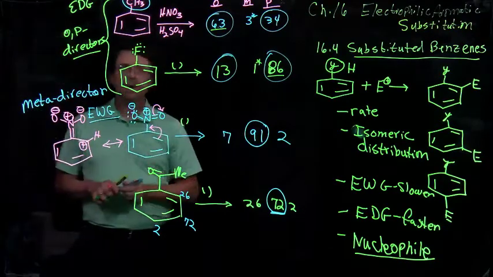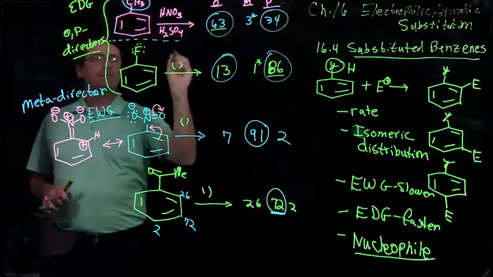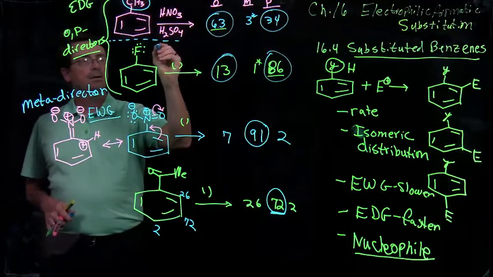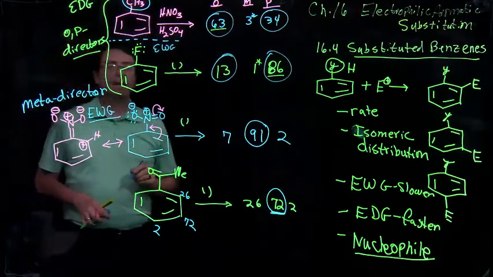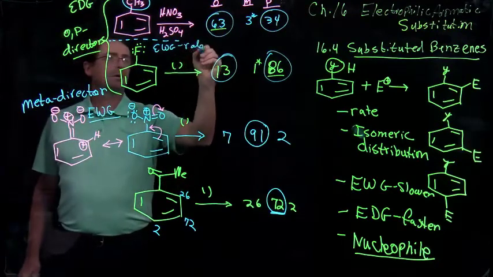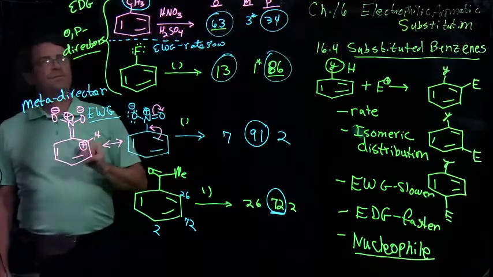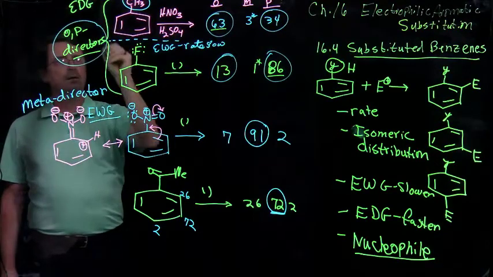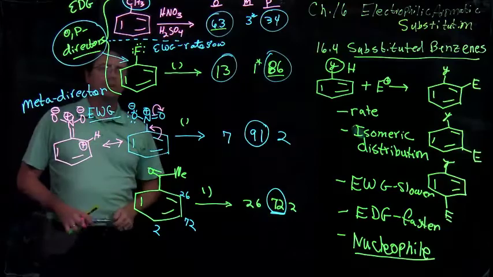Now, I need to go back and make sure I clarify. The methyl group is electron donating. Fluorine, by inductive effect, is actually an electron withdrawing group, and it's a unique class of electron withdrawing groups, so the rate is slower than benzene, but the directing group effect is like an electron donor in that we get ortho-para preference for products for the halogens. And we'll talk more about those shortly.